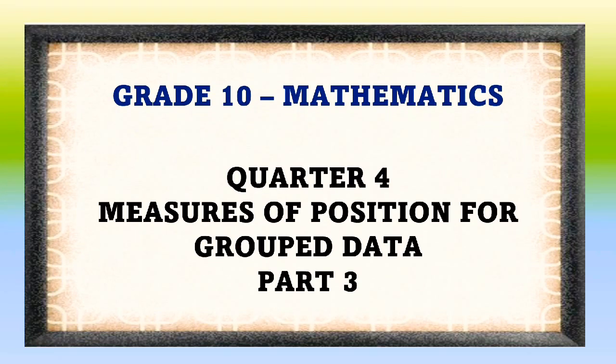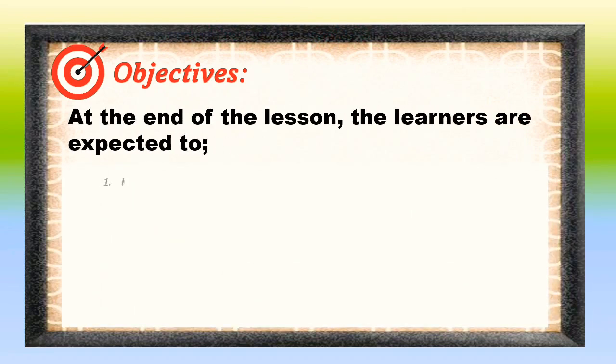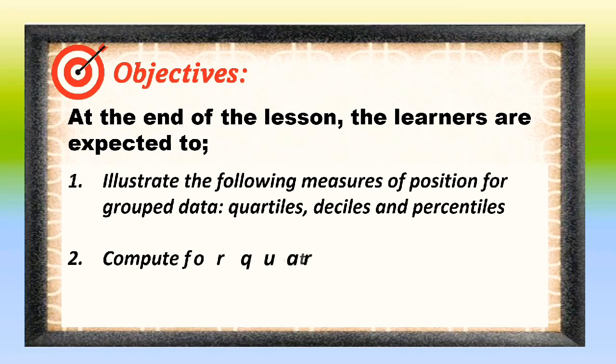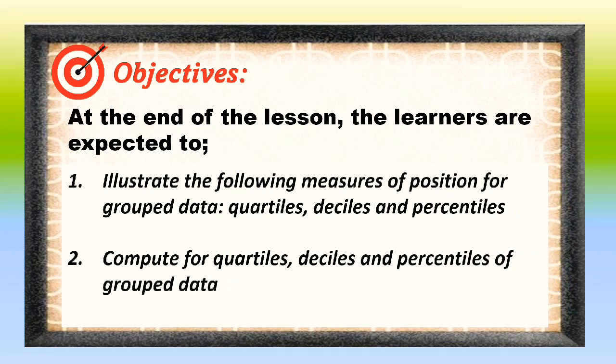For our lesson for today, I am going to discuss measures of position for group data part 3. Let's get to know first the following objectives. At the end of the lesson, the learners are expected to: number 1, illustrate the following measures of position for group data, namely quartiles, deciles, and percentiles. And number 2, compute for quartiles, deciles, and percentiles of group data.